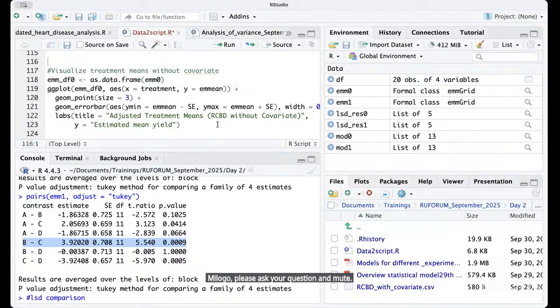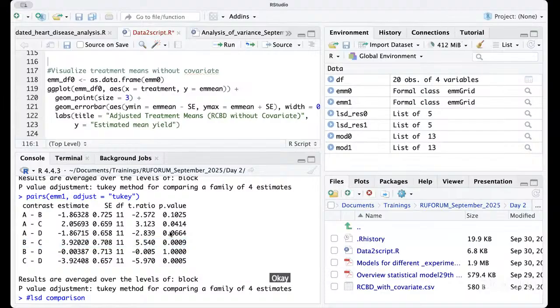So, Doctor, can I allow another one? Yes, please. Alphonse, please unmute and ask your question. Alphonse? Milogo, please ask your question. Unmute. So if there are no questions, we can proceed.